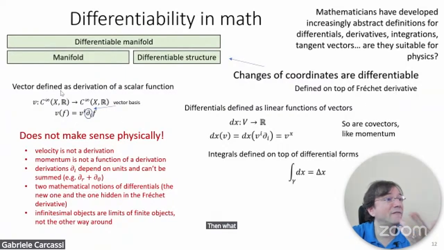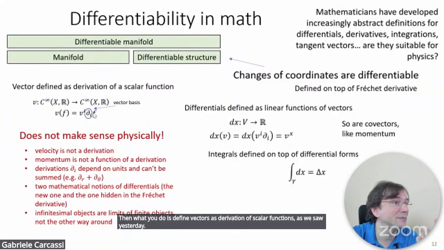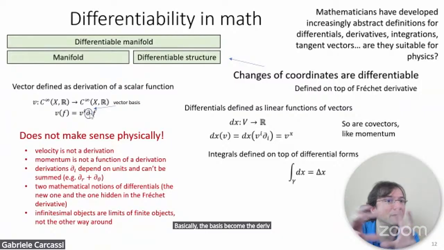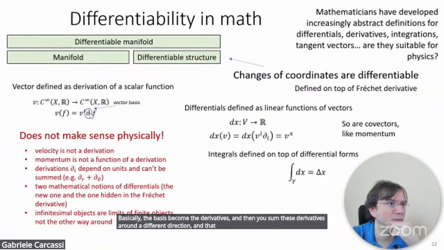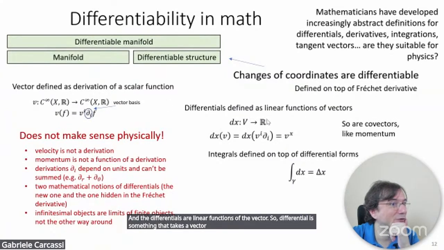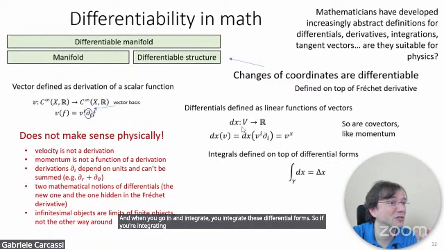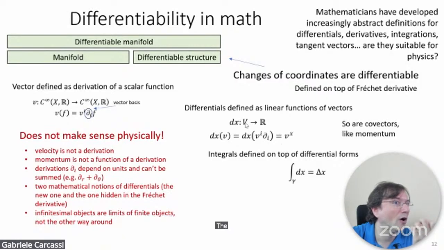Then what you do is define vectors as derivations of scalar functions, as we saw yesterday. Basically, the bases become the derivatives, and then you sum these derivatives in different directions, and that gives you the vector space. And the differentials are linear functions of the vector. So a differential is something that takes a vector and gives you a real number. And so you write things like dx of v, but v you're writing in coordinates, and now this becomes the x component of v. And when you integrate these differential forms, you're integrating functions of the vectors.